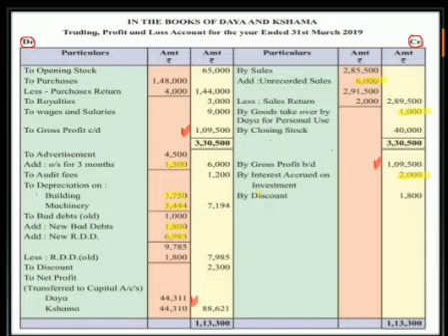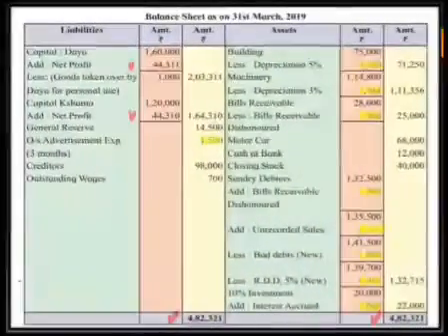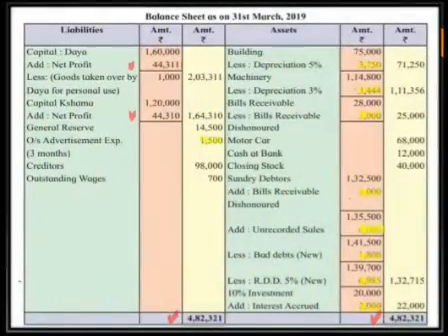This net profit we have to transfer to the balance sheet liability side. See here, again I have tick marked with the red highlighter. Under the capital, Daya 1,60,000, we have added 44,311 less the drawings 1,000, and we got the 2,03,311 in the outer column.